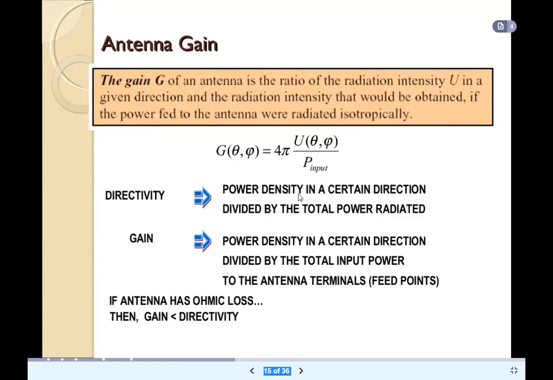Directivity means power density in a certain direction divided by the total power radiated. And gain means power density in a certain direction divided by the total input power. This is the main difference between directivity and gain: in directivity the total power is radiated, and in gain it is the total input power.